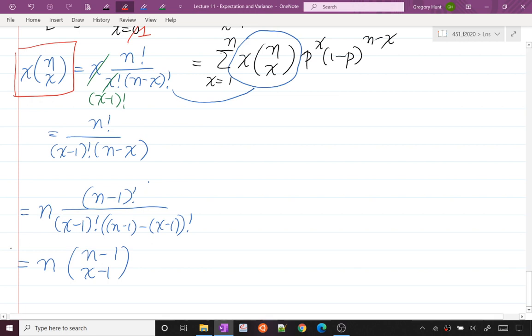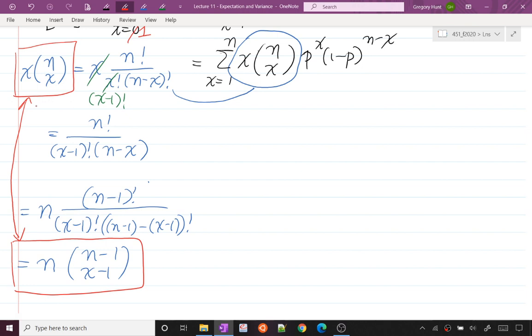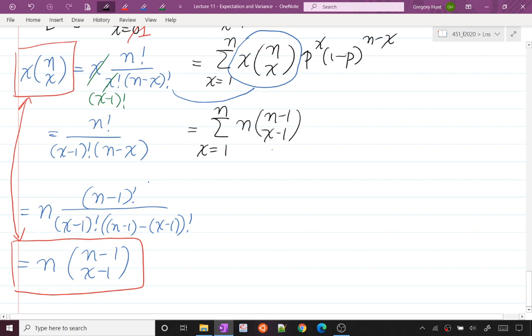So I can play this game where these two things are equivalent. x times n choose x is the same thing as n times n minus 1 choose x minus 1. This is a little bit of a trick, not the main one we're interested in, but it allows me to write this instead as n times n minus 1 choose x minus 1, and I still have my p to the x, 1 minus p to the n minus x.